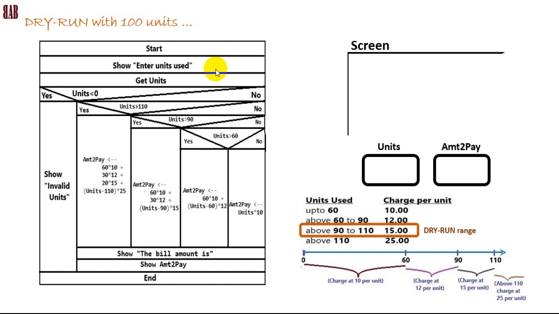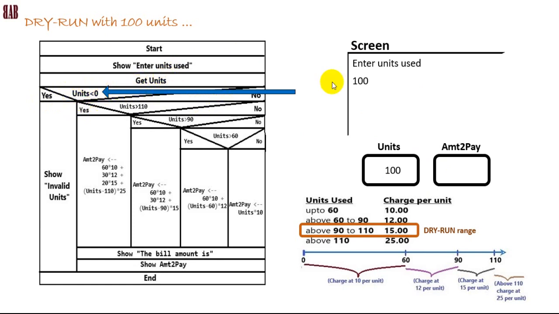So let's see. The variables are there. You start, enter units used, displays that. You go to the next line, get units. This time we're going to type 100. So you put 100, the 100 goes into units, okay? Units variable, which is this. Right? Then after getting, you go to the next line. Next line happens to be the decision box. So whenever you go to a decision box, you have to go to the condition part. Right? Yes and no comes afterwards only. So you go to the condition part.